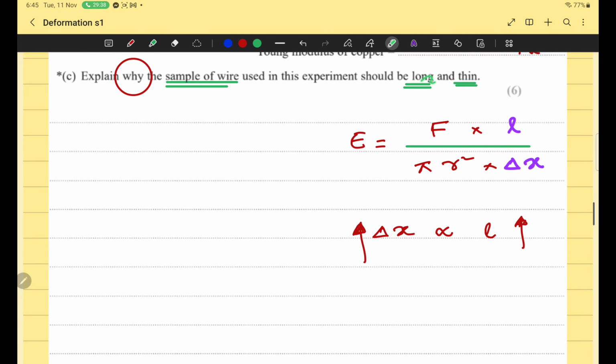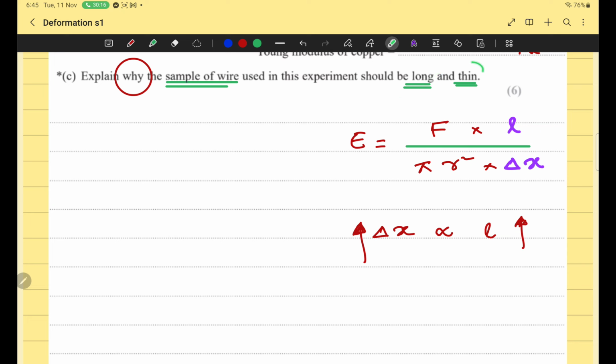If the wire is long, there will be extension which is measurable, and if the length is small, then the extension will be very, very small, and sometimes you do not find any extension. Actually there is extension, but the value of extension is so small, it is very difficult to measure. So if the length of the wire is long, then you can measure extension easily. So the first thing, extension is directly proportional with the length, so a long wire is easy to measure its extension.